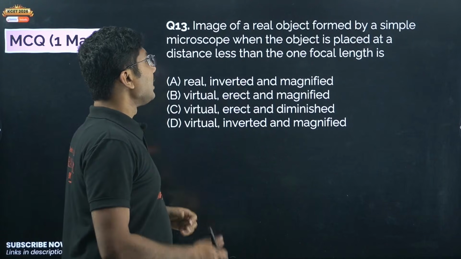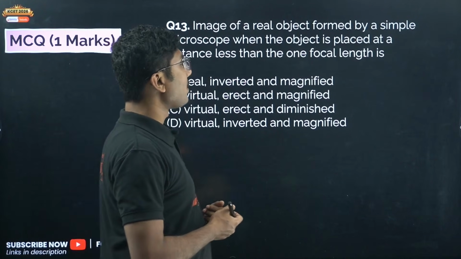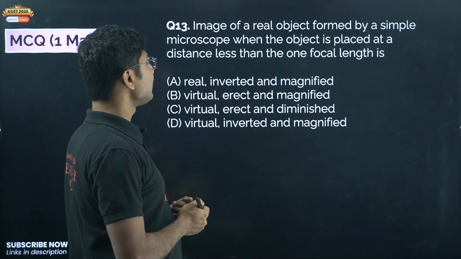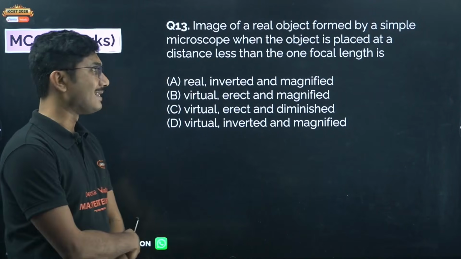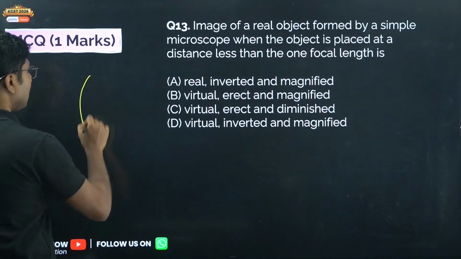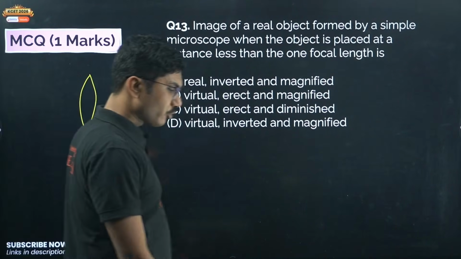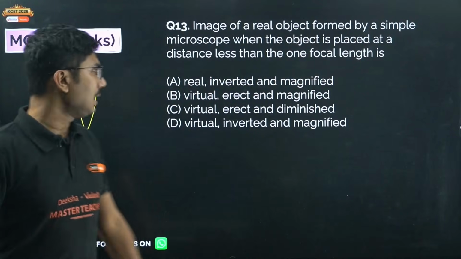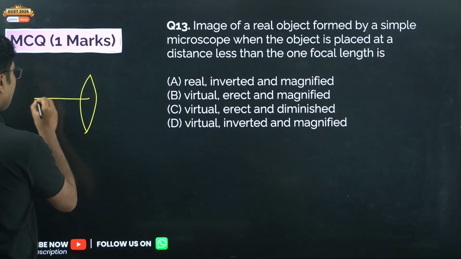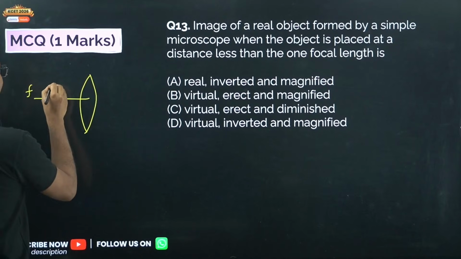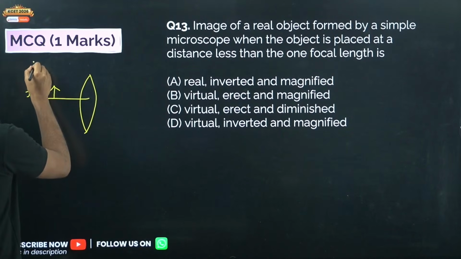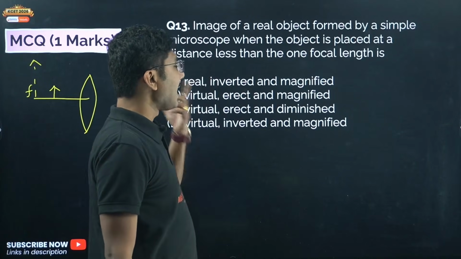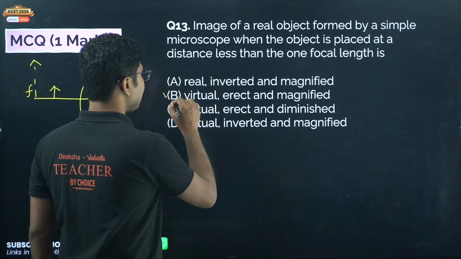Next question. The image of a real object formed by a simple microscope when the object is placed at a distance less than one focal length is. A simple microscope means a simple convex lens. This is the focal length, say, and if you keep an object at less than one focal length, the image it will form is virtual and enlarged. So it will be virtual, erect and magnified. So the correct answer is option B.